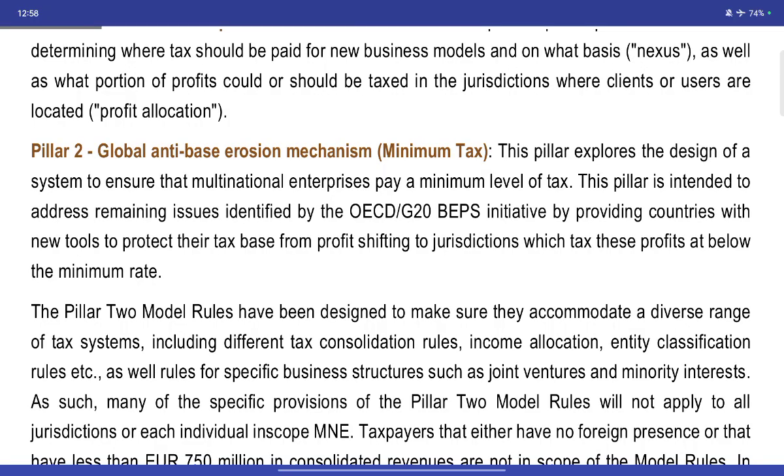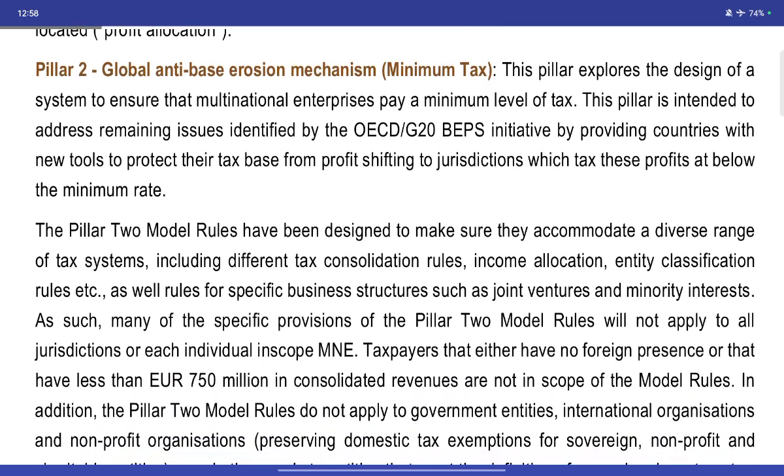Pillar 2: Global Anti-Base Erosion Mechanism, minimum tax. This pillar explores the design of a system to ensure multinational enterprises pay a minimum level of tax. The pillar is intended to address the remaining issues identified by the OECD G20 BEPS initiative by providing countries with new tools to protect their tax base from profit shifting to jurisdictions which tax these profits below the minimum rate.